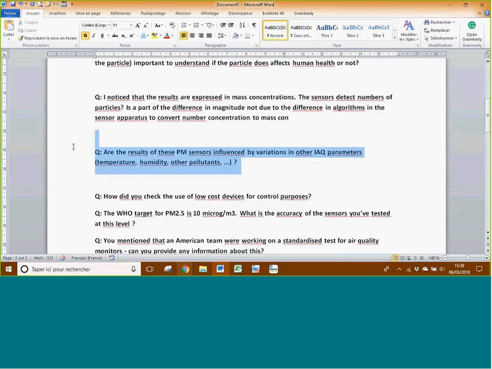How are the results of this PM sensor influenced by variation in other indoor air quality parameters, such as temperature, humidity, or other pollutants?